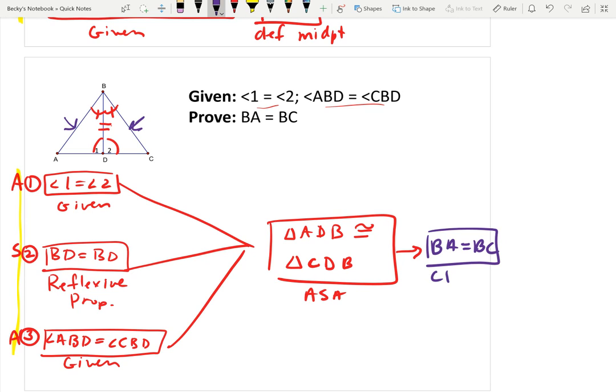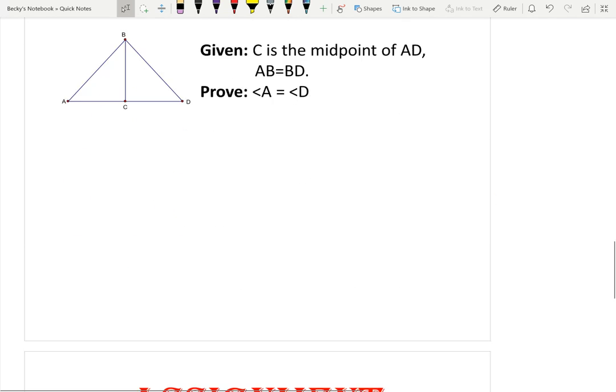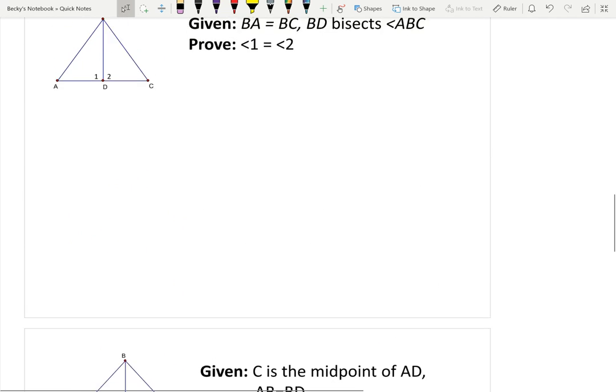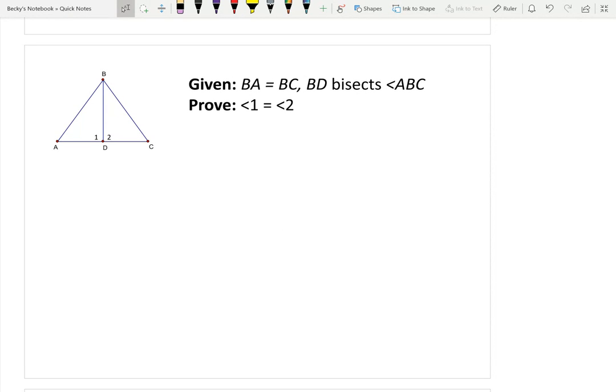All right, C, P, C, T, E. And we are finished. All right, we have 2 more to go. Thanks for hanging in with me. All right, I really like this picture. We keep using the same picture over and over. Let's plug in this information.